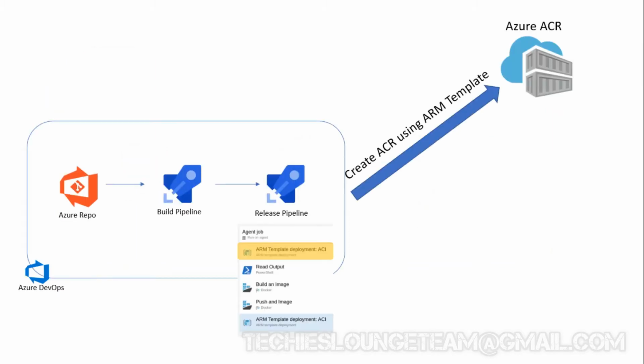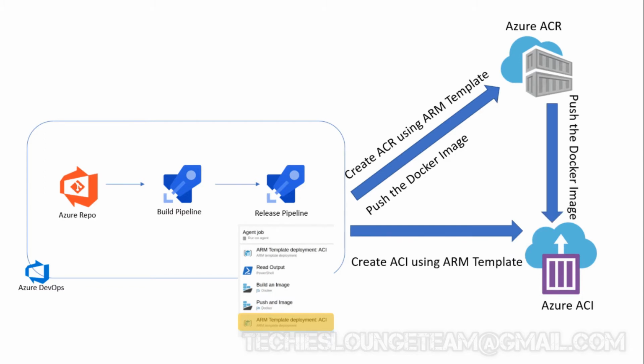In this session, first we will be creating the container registry. Then we will build and push our container image to the container registry. And finally we will create our container instance and deploy our Docker image from container registry to it. In Azure, by default, they won't allow the release pipelines to create container registry and container instance. We have to explicitly include them to the resource providers list.